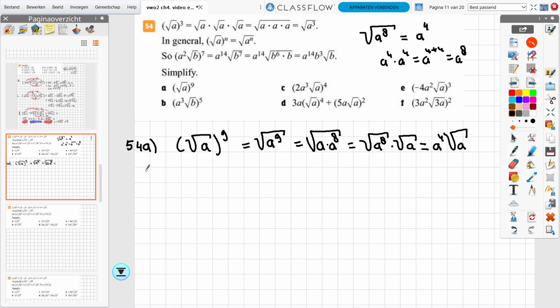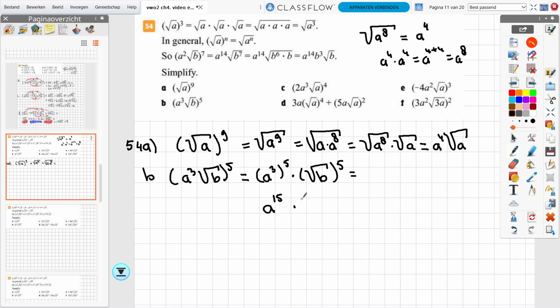So let's take a look at b. A to the power of 3 root b to the power of 5. Everything inside the brackets to the power of 5. So a to the power of 3. And you don't have to write down this intermediate step, but what you would have is this, right? A to the power of 3 to the power of 5 times root b to the power of 5. And this I can calculate. A power of a power means I multiply the exponents, a to the power of 15.